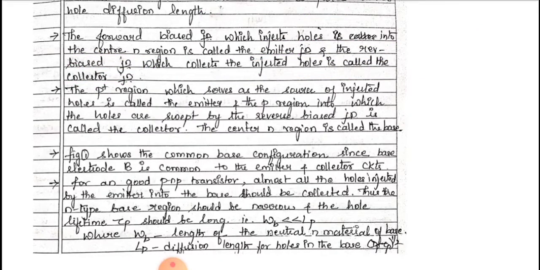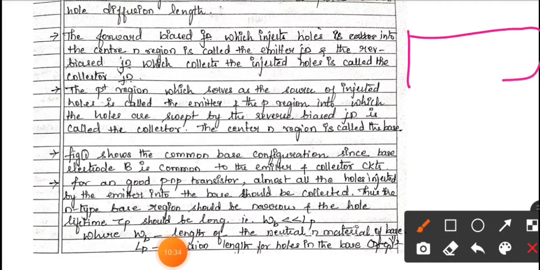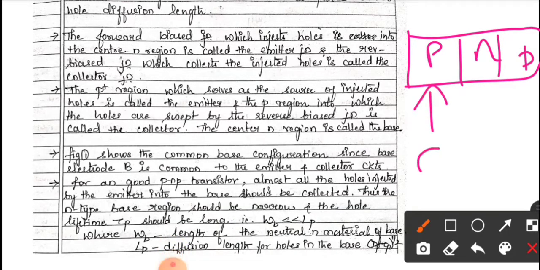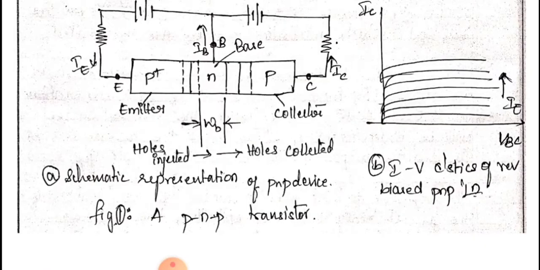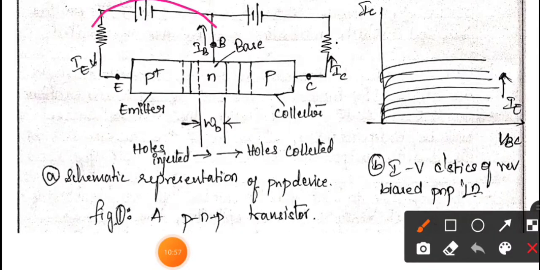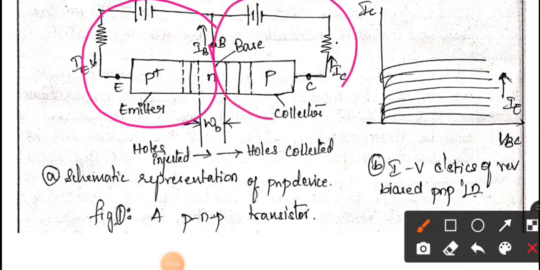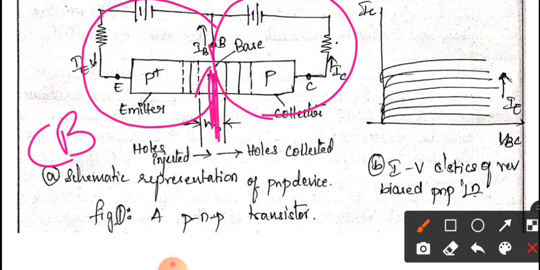So in a PNP or NPN structure, whatever we are considering, the one which emits charge carriers is known as the emitter, where they get collected is known as the collector, and the middle region is known as the base. We have seen one figure previously. In this figure, the base is common to the first junction and the second junction, common to the input and output, so it is known as common base configuration.